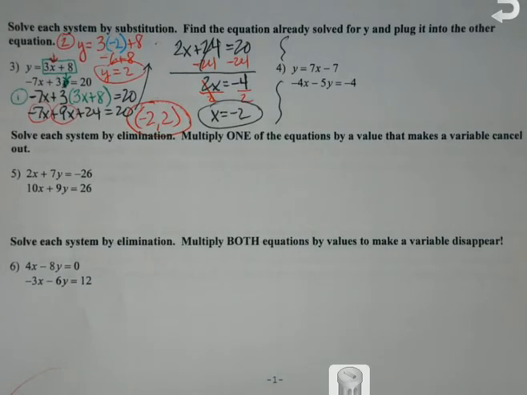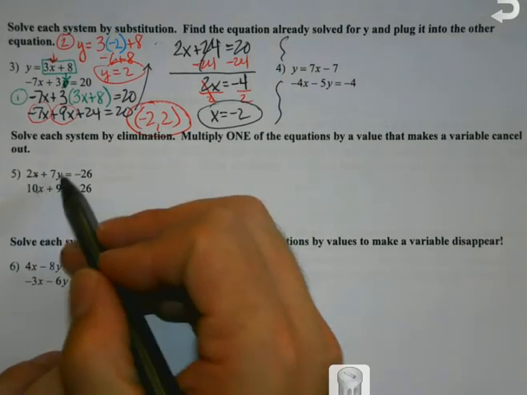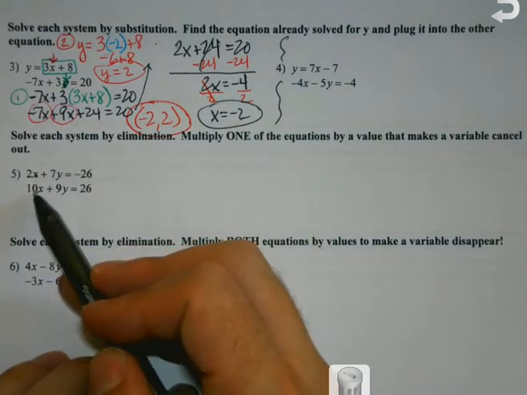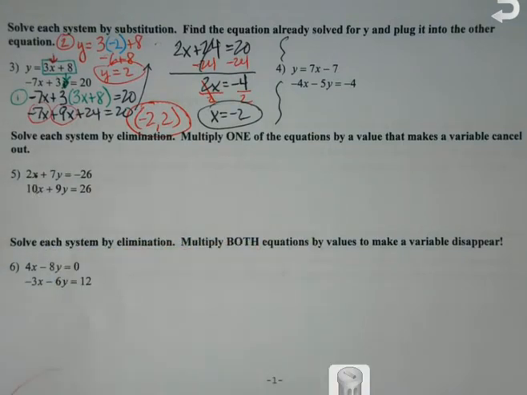This is great. So solve by elimination. Multiply one of the equations by a value that makes a variable cancel out. Now, I won't always tell you whether it's going to be 1 or 2, but I thought on the notes it'd be nice. Well, how do you know, Mr. Harty? When I look at my equation, my goal is to either eliminate x or eliminate y by multiplying an equation. So I look and I'm like, okay, can I multiply 2 by something and get 10? Well, yeah, you can multiply it by 5.